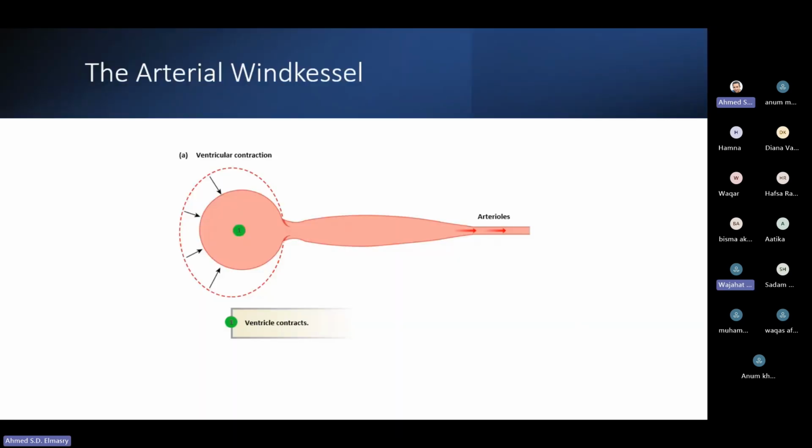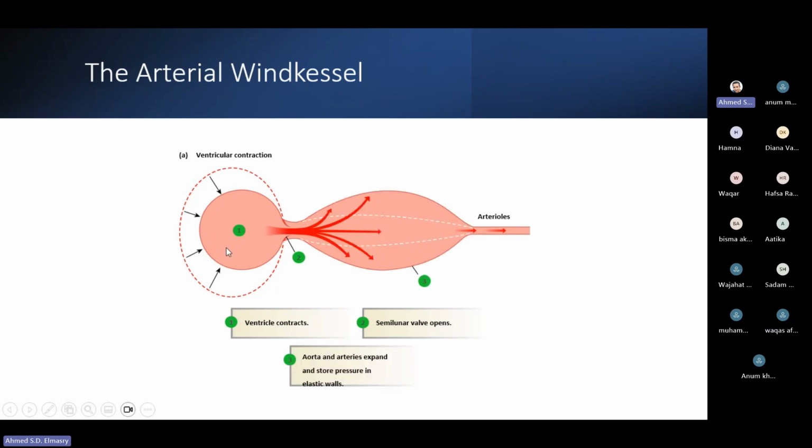Let's make it more clear. So this is the heart. The heart will start the contraction, and after that, the aortic valve will start opening. Then the blood inside the left ventricle will be ejected toward the aorta. As you see, part of the blood will be directed to the distal organs, and the other part will cause distension of the aorta.